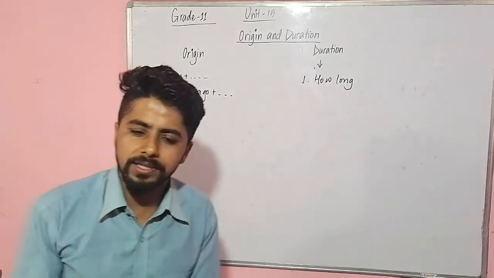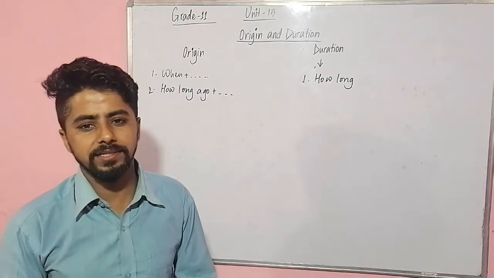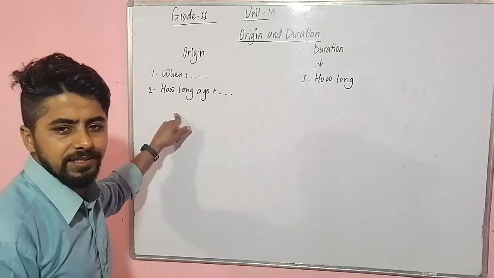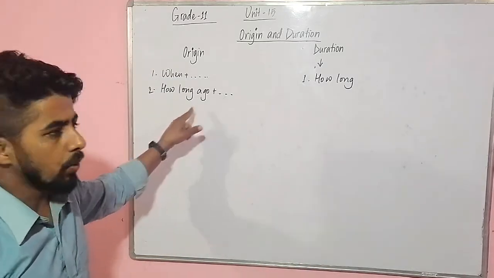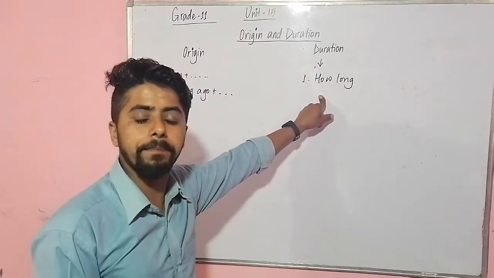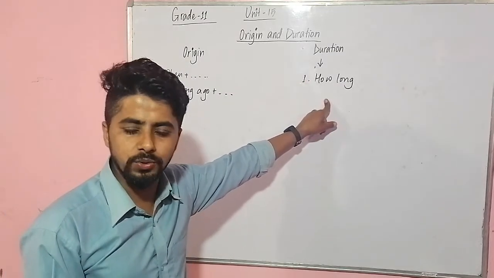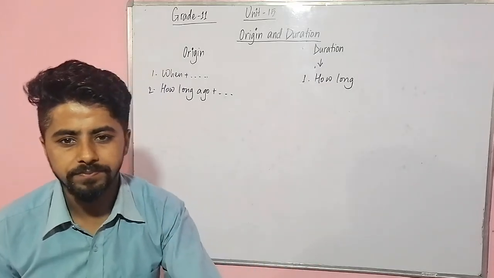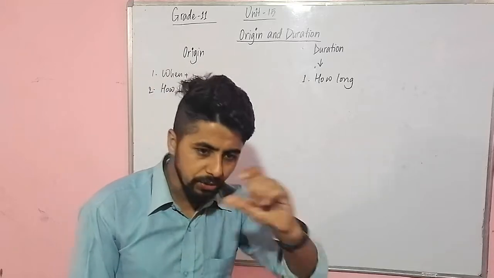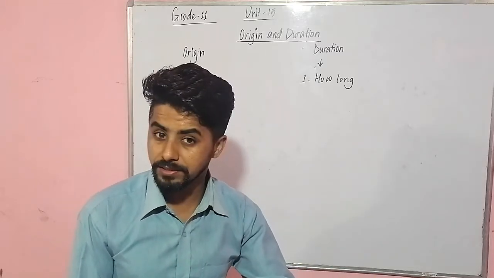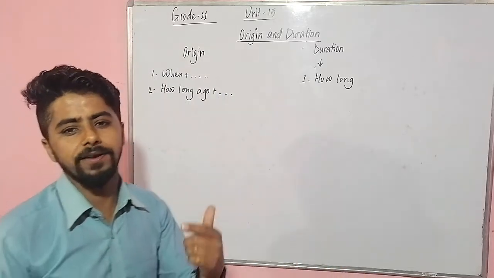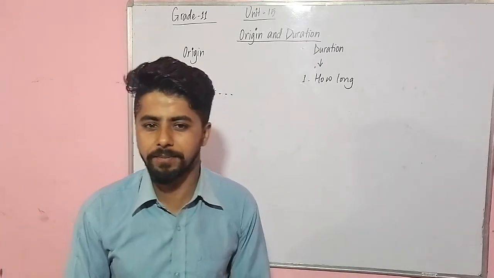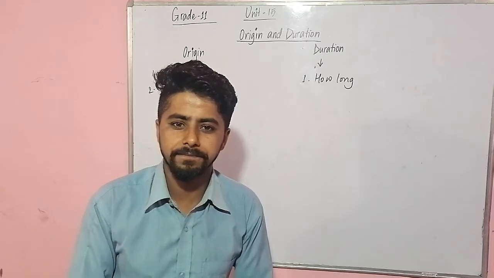And while talking about the tense, I just told you that keep it in your mind also, okay? The simple past tense will be used for origin, whereas the present perfect and present perfect continuous tense will be used with duration. And here is an issue. You will be in confusion when to use present perfect tense, when to use present perfect continuous tense. For this origin, only simple past tense is acceptable. That's why there is no confusion.